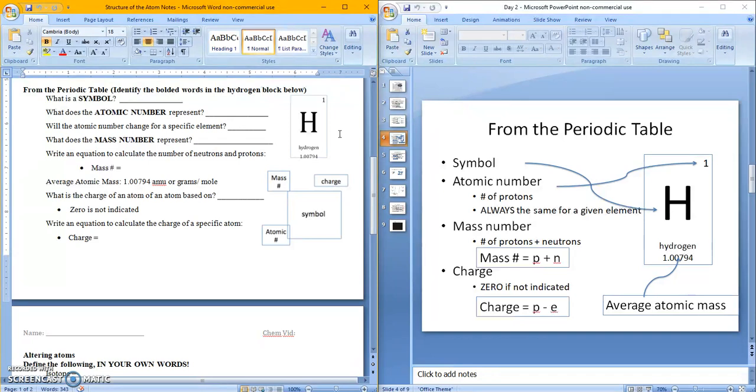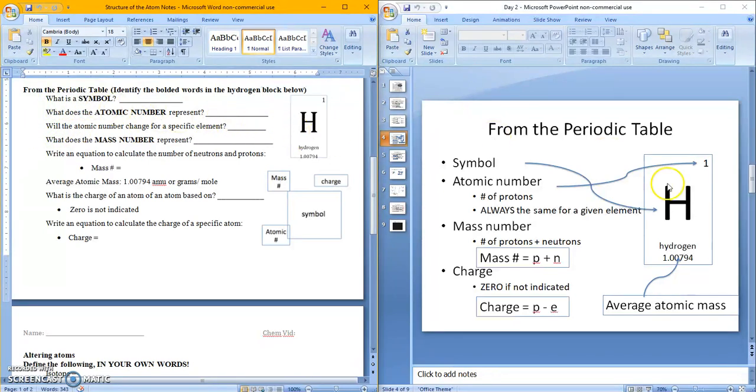Like I said, the periodic table holds every answer you will ever need to know. So we need to learn how to read the periodic table, how to write these symbols, and how to denote all these different changes. Okay? So first of all, what is a symbol?